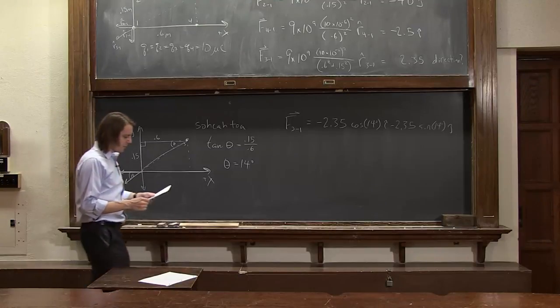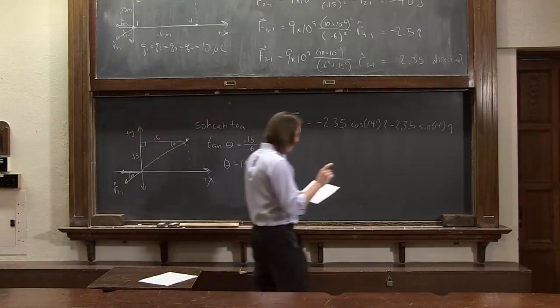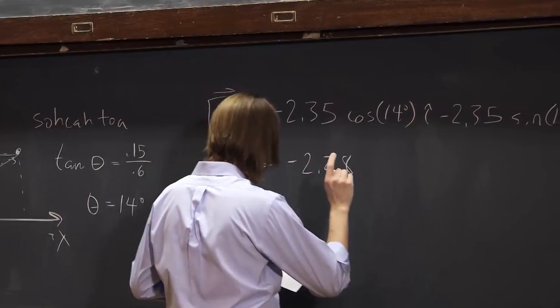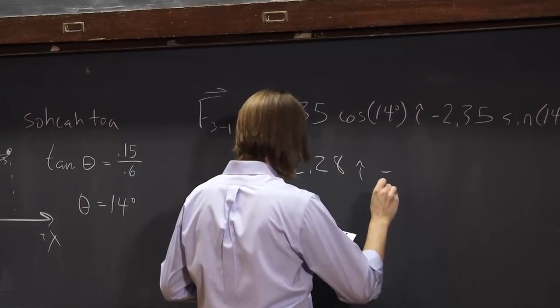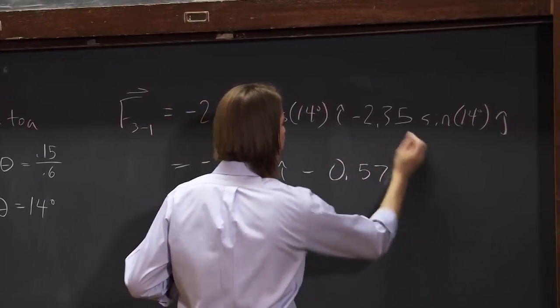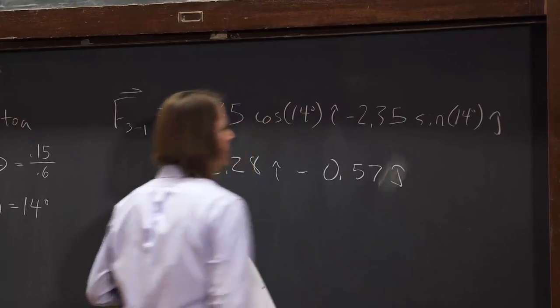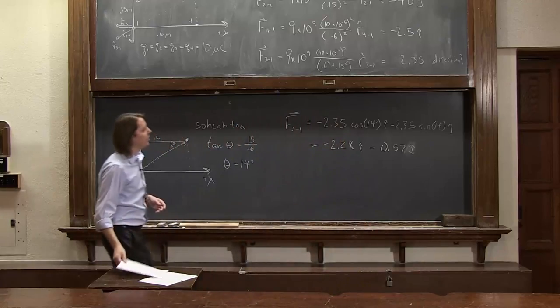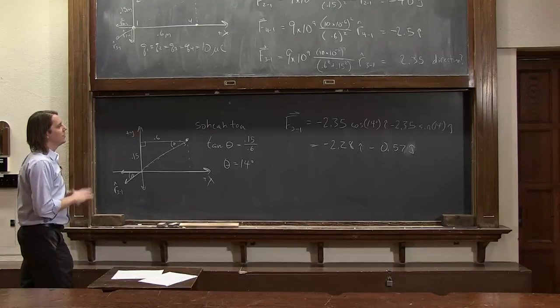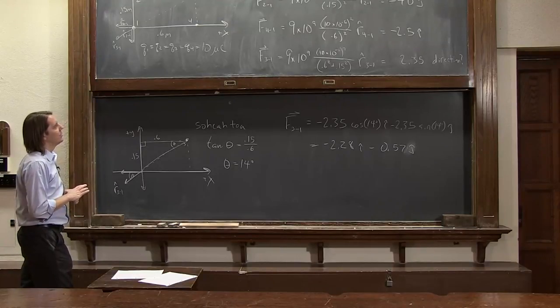So if you put those together, you get minus 2.28 newtons I hat minus 0.57. Oops, I wasn't writing that. Minus 0.57 newtons j hat. So there, we've broken the F31 into the two Cartesian components on the two Cartesian axes.